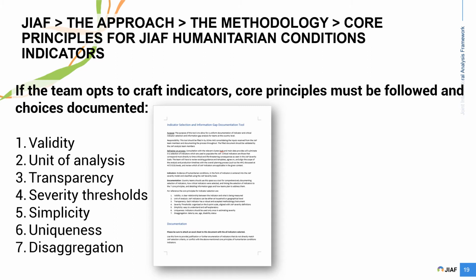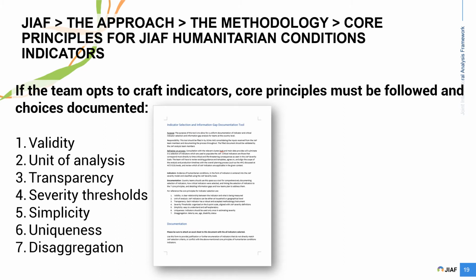The first principle is validity, a clear relationship between the indicator and what is being measured must exist. The second core principle is the unit of analysis. The JIAF indicators can be either at a household or area level. The third core principle is transparency. Each indicator has a robust and accepted methodology or instrument attached to it.